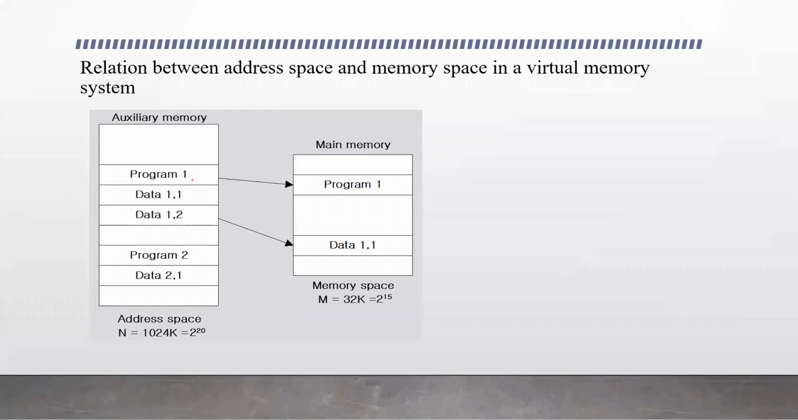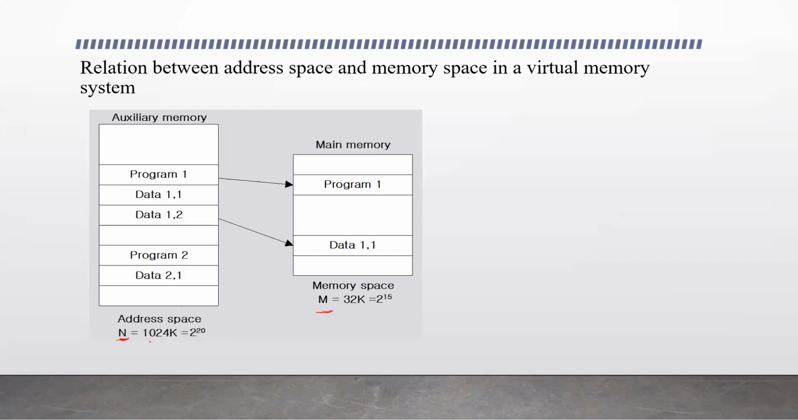And here we have the programs. Program 1 with its associated data, data 1 and data 1 2, and program 2 with the data associated with program 2. The size of this address space is indicated here as N, and this is main memory. We have the main memory here at the right side, and it is denoted as M, the memory space. That means the physical locations, the physical addresses, the actual addresses, are referred to as M here. And the set of virtual addresses forms the address space, referred to as N.